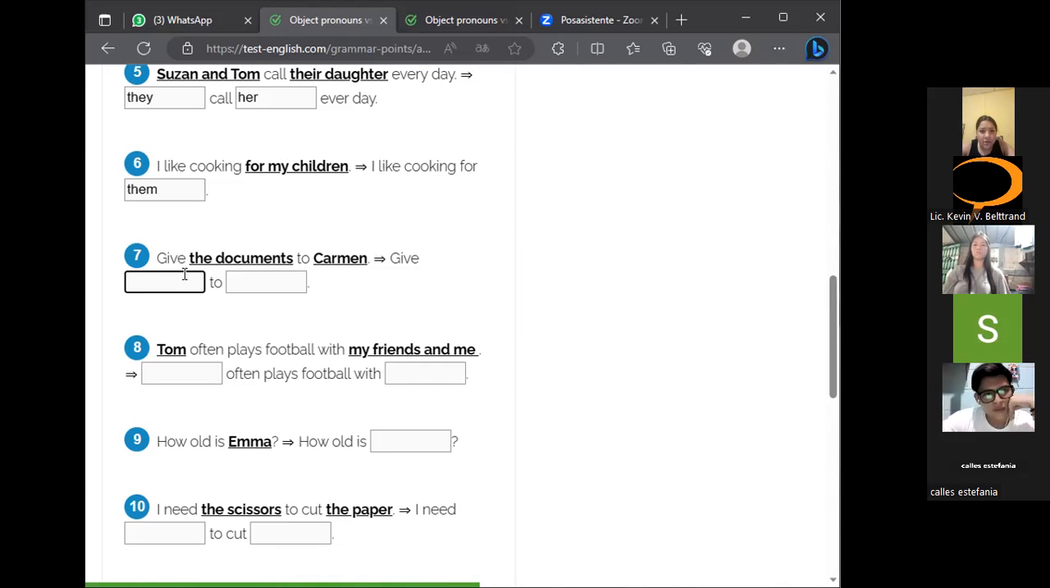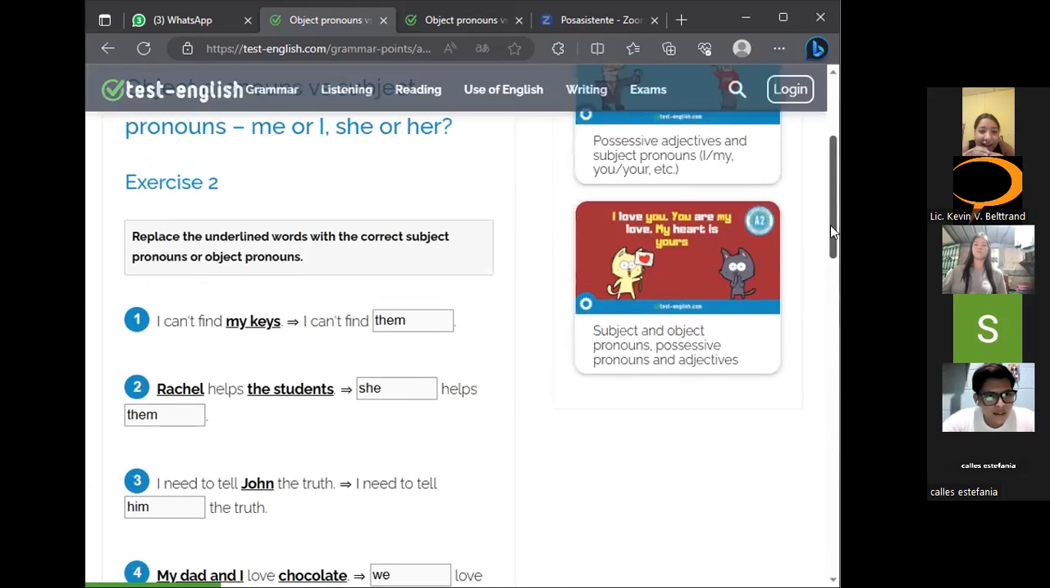Hit the document to Carmen. Ese es un objeto, ¿verdad? No, pero primero es objeto, de ahí sería... Ajá, primero es un objeto, para objeto es... En la segunda sería her porque se refiere a Carmen. A ella. Ajá. Y ella va en segunda posición. The document es en plural. It. Pero no sé si sería it. Bueno. O them, no sé. No, they, pero no sé. Pero sí, it. Póngalo. Sigamos con el otro.